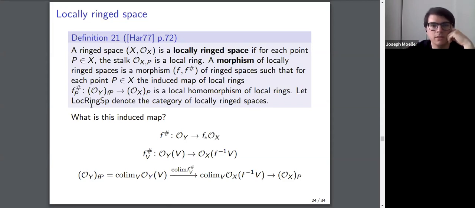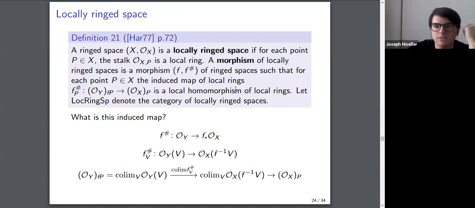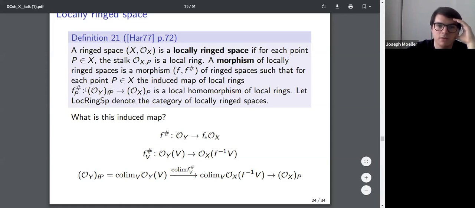And so we're going to turn that into a definition. A ring space is locally ringed if for every point, the stalk of that sheaf is a local ring. And a morphism of locally ringed spaces is exactly a morphism of ring spaces, but for every point, you get this map, which I'll describe in a second, and you have to specify that this is going to be a local homomorphism. And we denote the category by locally ringed spaces.